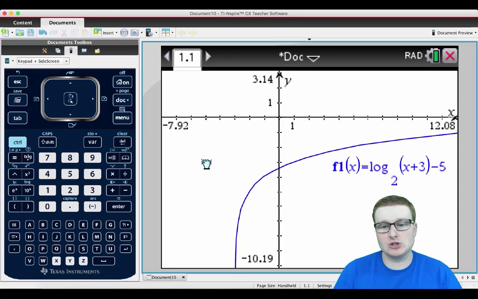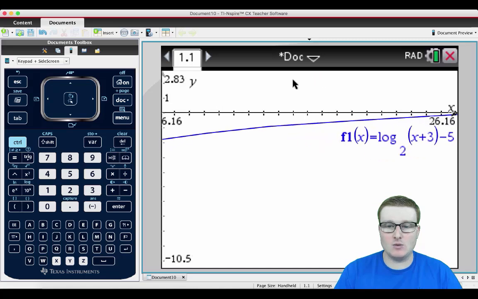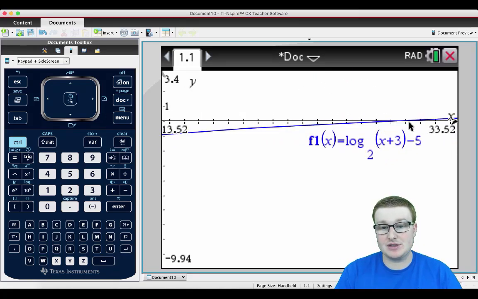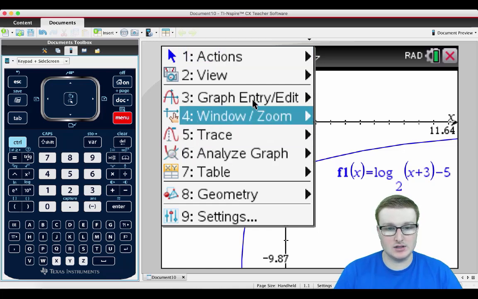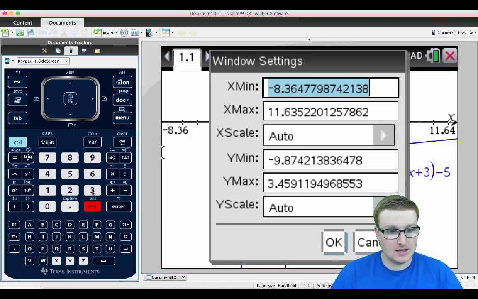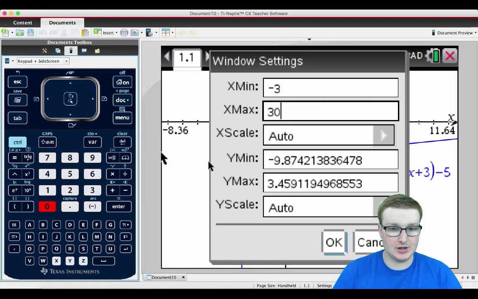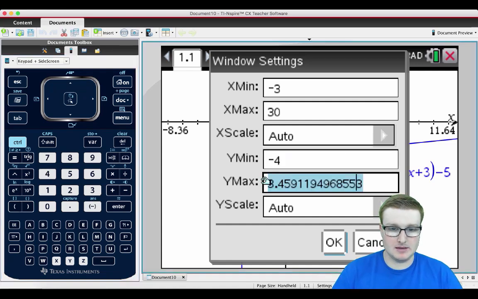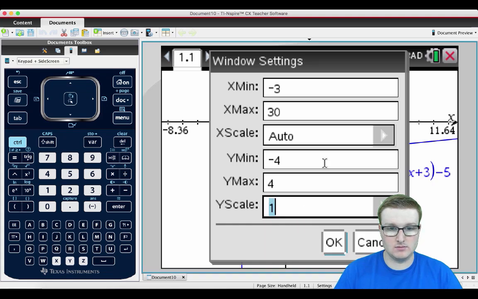Okay, so clearly the y-intercept is shown, but we have to go a pretty significant amount. We have to go up to like 30 to get that x-intercept. So I'm going to change my window settings. You don't need to do this, but I'm going to go from -3 to 30. I'm going to make that -4. I'm going to make this 4. Make that 1.